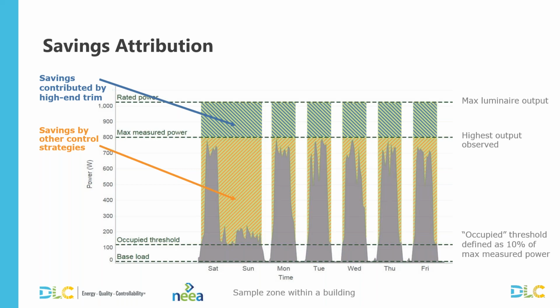But one important thing to note is that the savings by control strategies other than High-End Trim in this study is calculated against the inferred baseline with the savings from High-End Trim removed. This allows us to better reflect their savings potential free from the built-in influence of High-End Trim savings in the inferred baseline. And we will touch on this a little bit more later on.